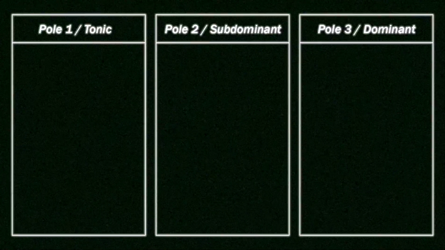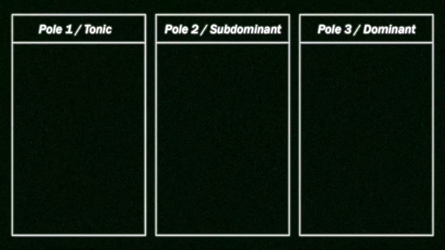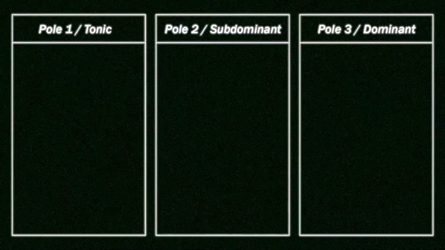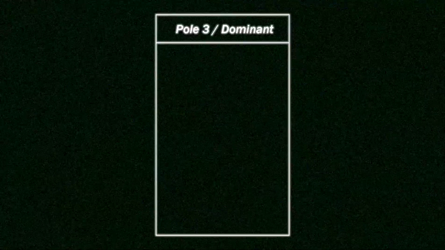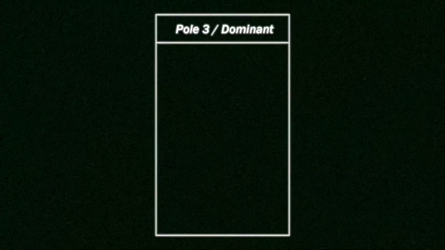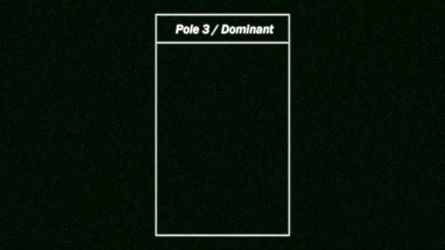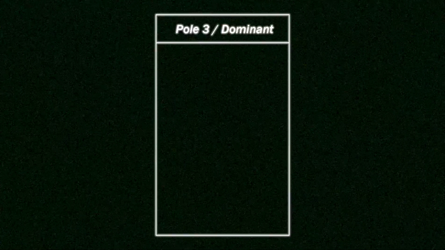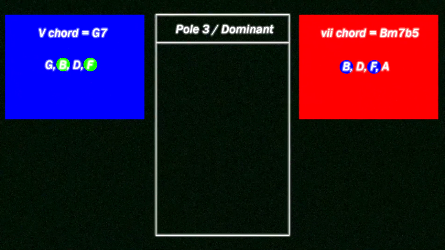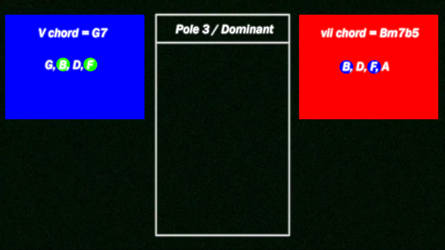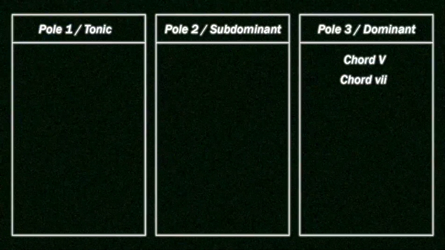But how do we know what chords belong in which pole? Well, let's take a closer look at each chord's primary function. Pole 3 basically does what it says on the tin. It contains dominant chords. We know that dominant chords have a tritone interval in them. We also know that chord 5 and chord 7 both contain tritone intervals. So let's place chords 5 and 7 into pole 3.